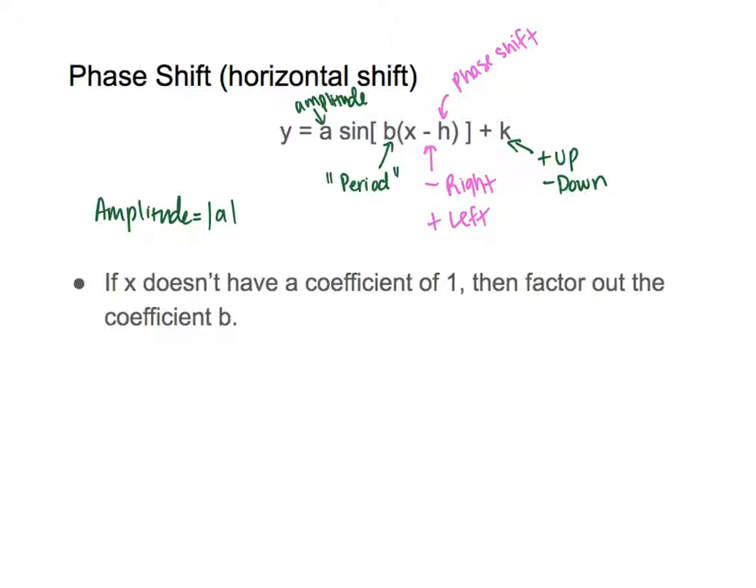But just as a reminder, period is a formula. It's 2 pi over B. B is just a coefficient next to X. And when you factor that out, that's going to change the phase shift. So just as a quick note here, if X doesn't have a coefficient of 1, then factor out the coefficient of B, and I'll show you guys what I mean in the next slide.